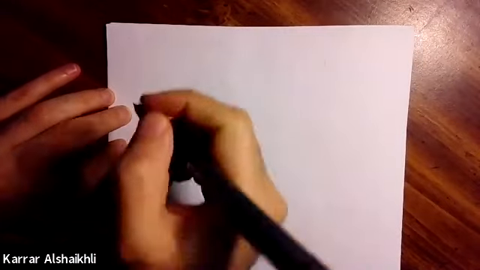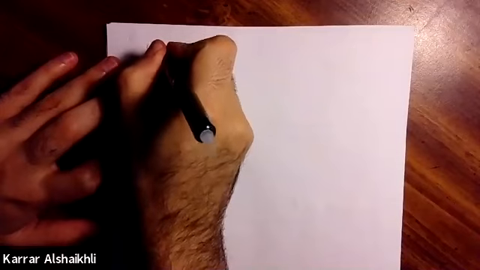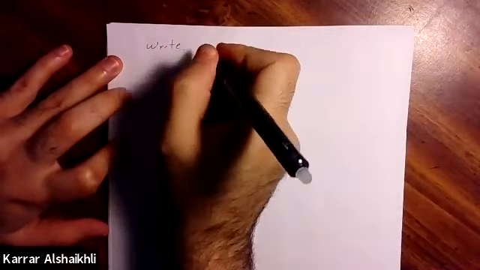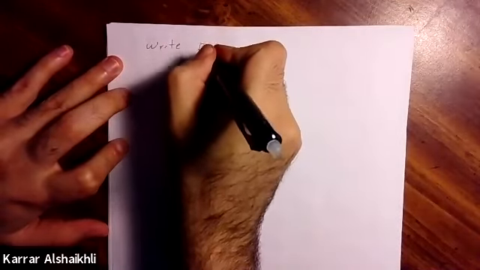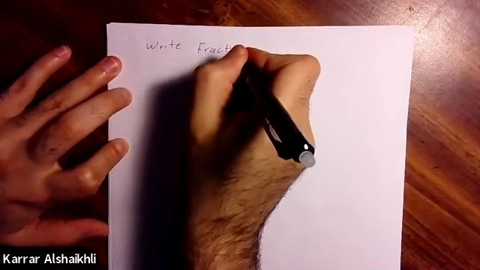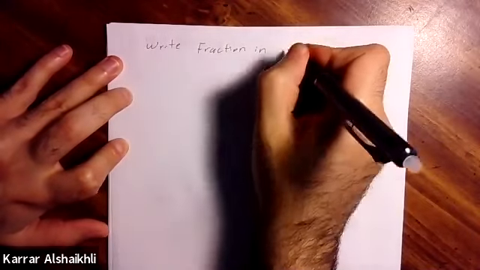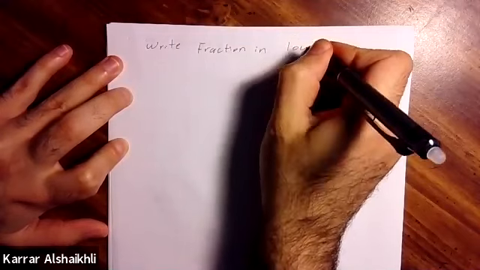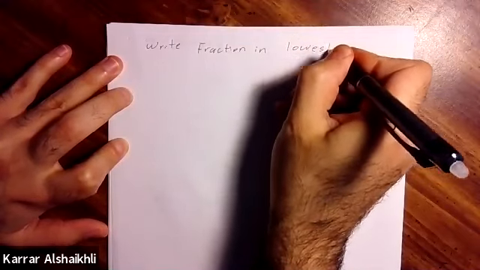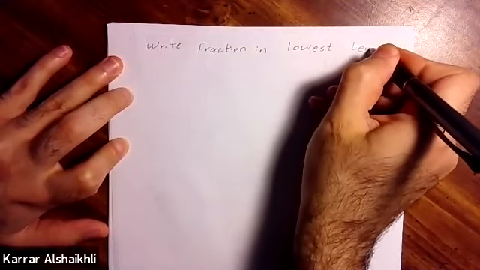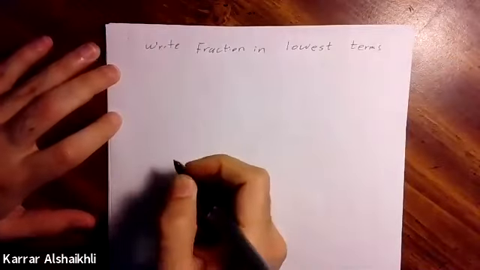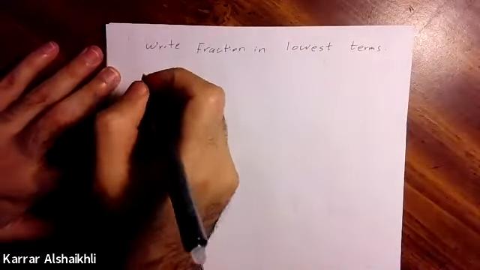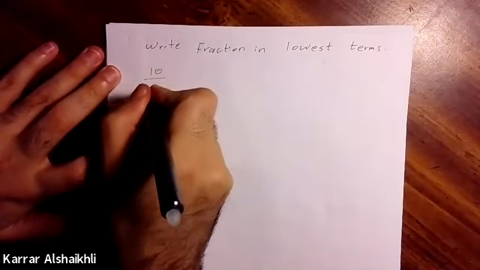And also they're going to ask you when you're doing the homework on the online homework. So the first thing, we're going to write a fraction in lowest term. That means we're going to simplify the fraction. So this is really important. If you see the first example, we have 10 over 85.